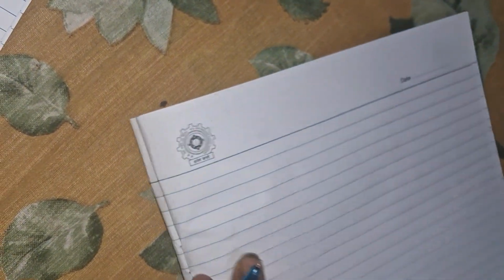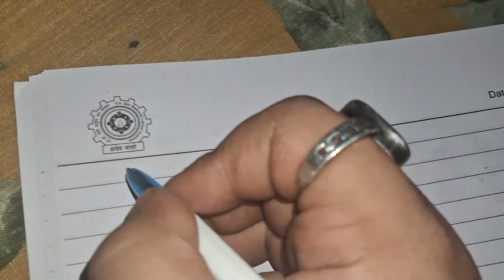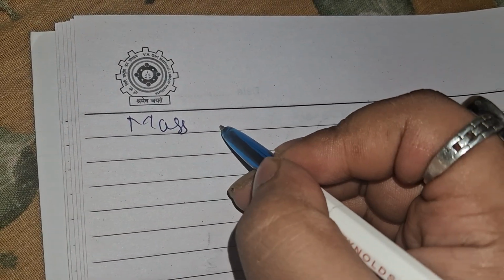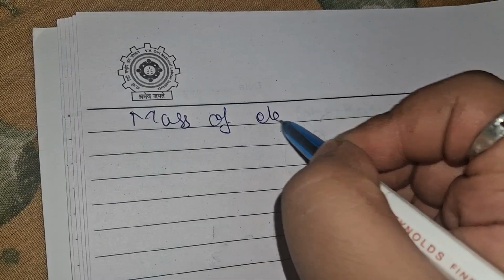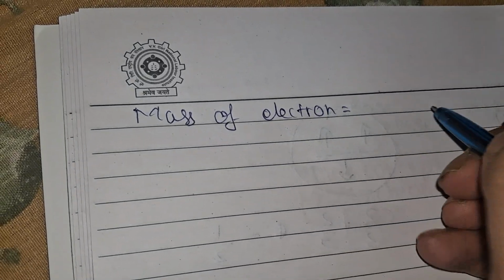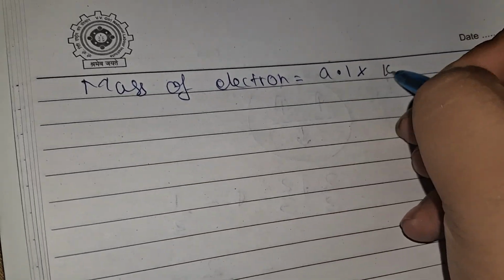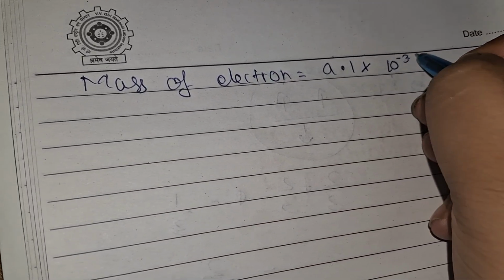Next up, mass of electrons. Mass of electron is equal to 9.1 into 10 to the power minus 31 kg.